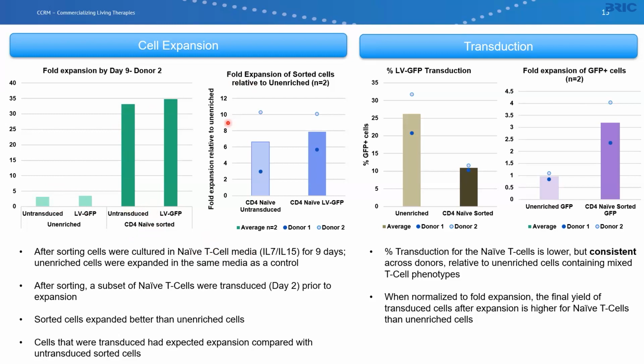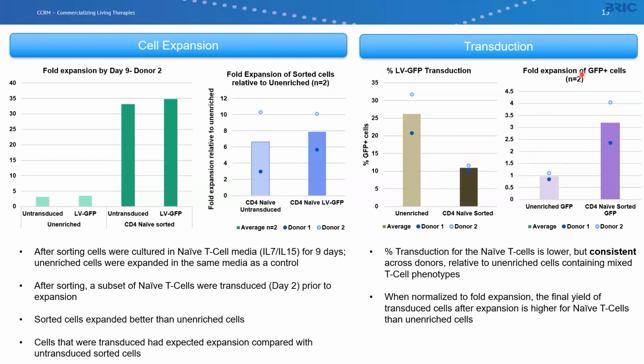The next question was whether the CGX10 sorting had some impact on the cells' ability to be transduced. So on the right side, you can see the transduction efficiency after sorting. If you compare the unenriched cells and the sorted cells, you can see that the transduction efficiency actually is lower on the sorted cells. And I will come back to this point in the next example.